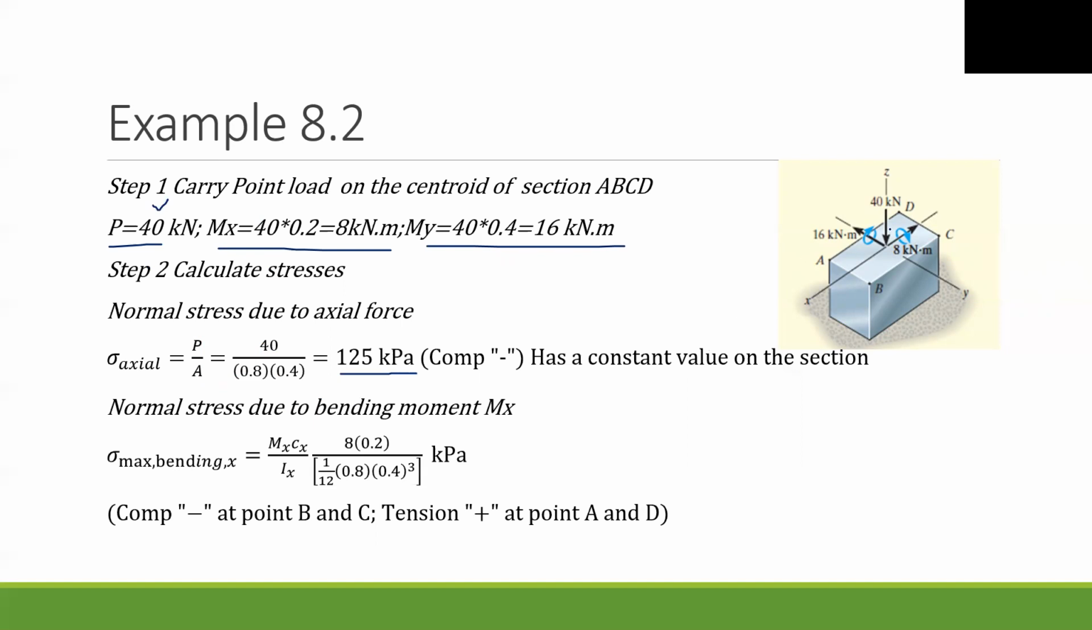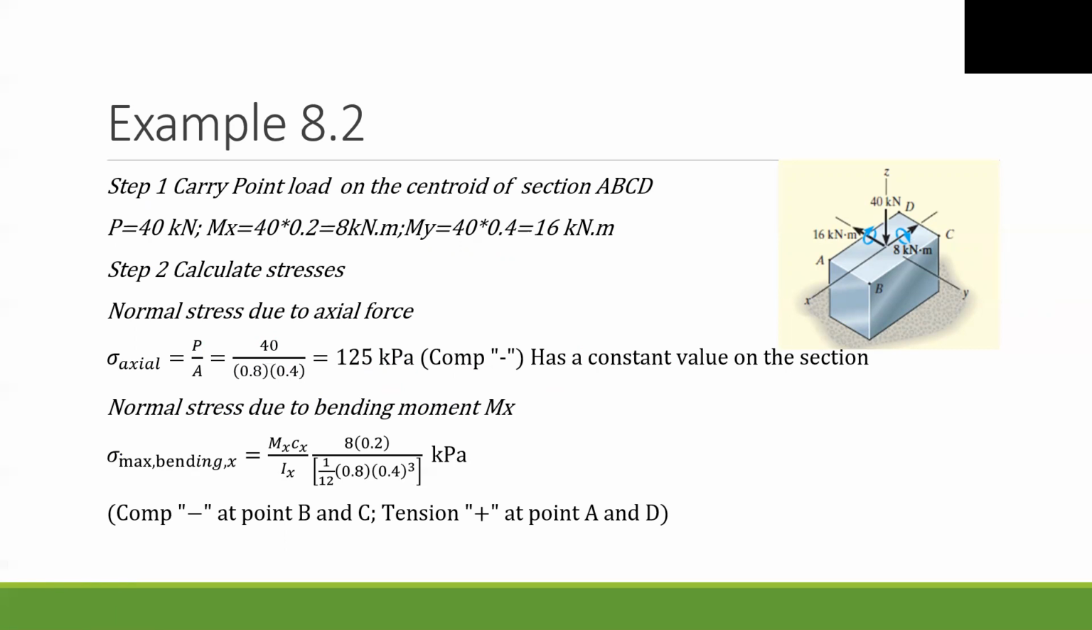You know, the 40 kilonewton force is in the downward direction, going toward the surface. Therefore, that's the compression side. The whole section, points A, B, C, D, have the same compression value of 125. I don't want to separate point A at 125 and point B like this. For the whole surface, we have the same compression values.